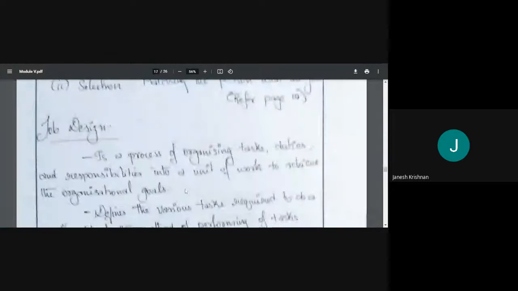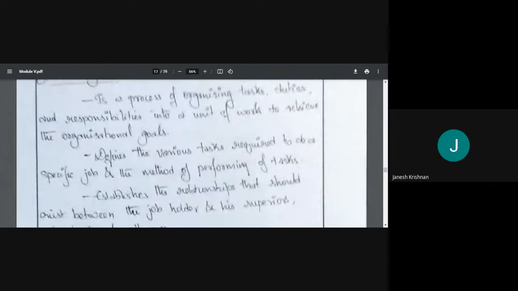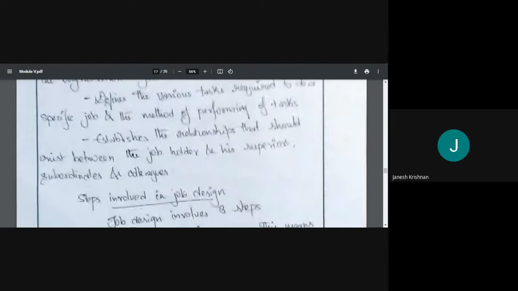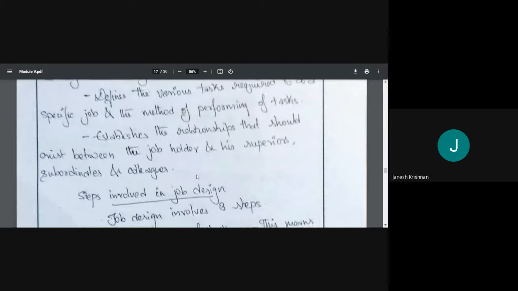Job design is the process of organizing tasks, duties, and responsibilities into a unit of work to achieve organizational growth. That's one thing. Second, we are defining not only the job but also how it is done. The methods of performing the job are also defined in job design. Third, we are establishing the relationships that should exist between the job holder and the supervisor, subordinates and colleagues. Right? Now, what are the steps involved in job design?